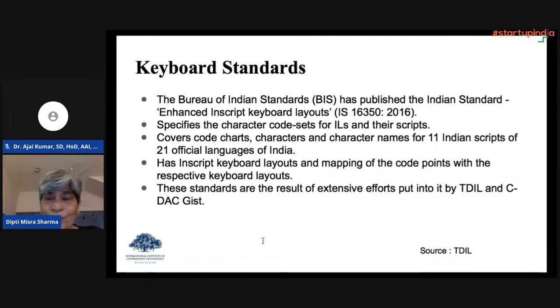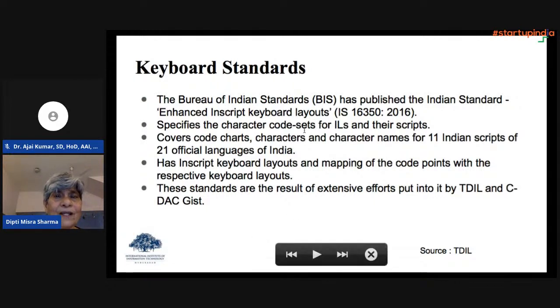For input, you need keyboards. So for keyboards also, standards have been developed. BIS published in 2016, and enhanced, script keyboard layouts, and character code sets for Indian languages and their scripts are also specified, and it covers charts, and 11 Indian scripts and 21 official languages are covered here.